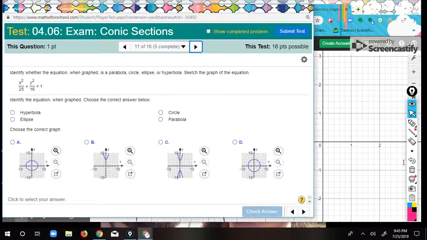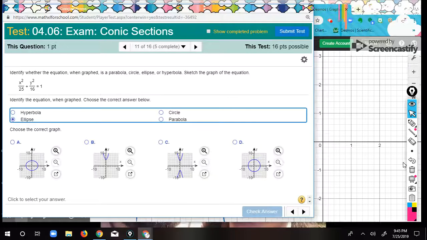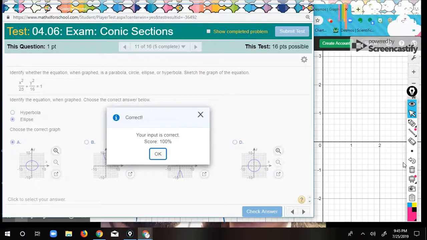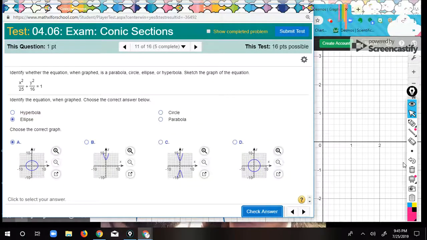Okay, so this one, it's got a plus sign in between those two fractions. Definitely going to be an ellipse. And the only graph that is an ellipse is like a wobbly circle. It's going to be A. That's a weird way. An oblong circle. A stretched out circle. That's a better way to say it.